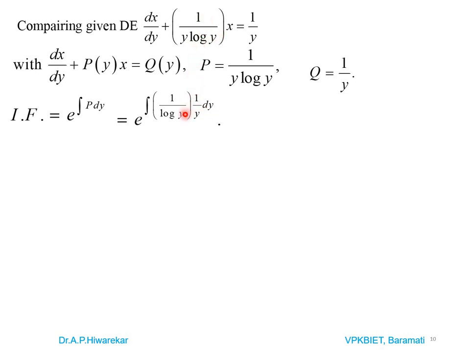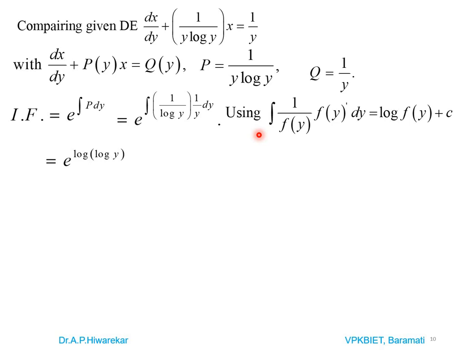Let's split this because we need to apply the standard formula, which is given by integration of 1 by f(y) into f dash of y dy is equal to log of f(y) plus c. So the derivative of log y is 1 by y. And this integration becomes, after using the substitution log y as t, dt by t. So integration of dt by t is log t. So the integrating factor is e power integration of this term, which by using this formula is log of log y. So it is e power log of log y. So that is log y.